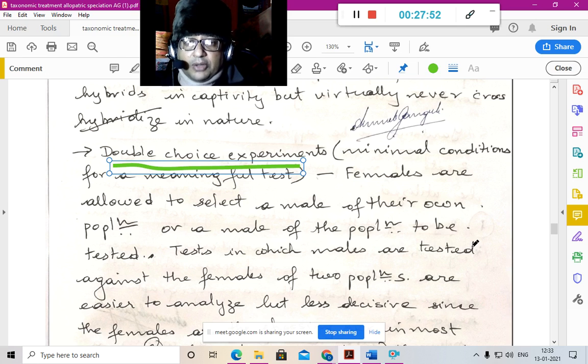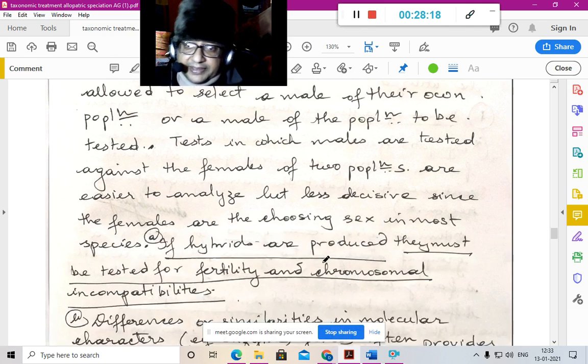Normally, in your same population, you place the female and you place a male of the same population. They will mate among flies. Then you go to another population, pick up a male fly and put it with the female, and if they mate and have fertile offspring, then you can say that the other population belongs to the same species. This is known as a double choice experiment. This way also you can give a taxonomic treatment.